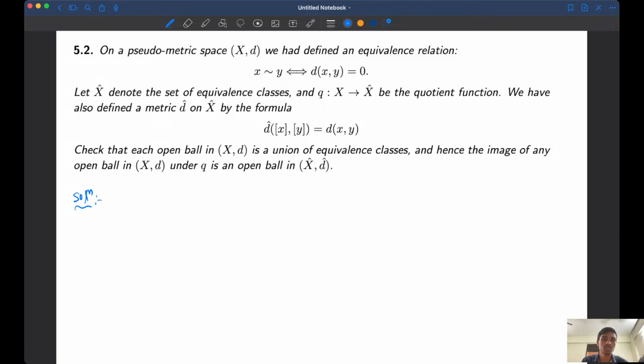Once we get the metric on x hat, we generate the topology from this metric by all the open balls with respect to this metric. So the question is basically you check that the open ball, even if d was not a metric, we can still generate the topology by all the open balls, and that will give you a topology. So if I check an open ball in X with d, that will be a union of equivalence classes, that means some union of equivalence classes in this X set. So for that, what we need to show, let's pick an open ball in X d.